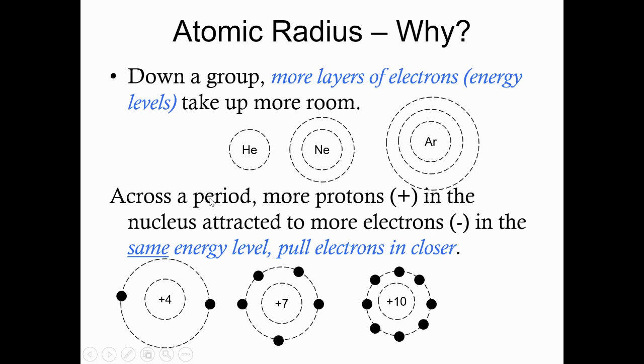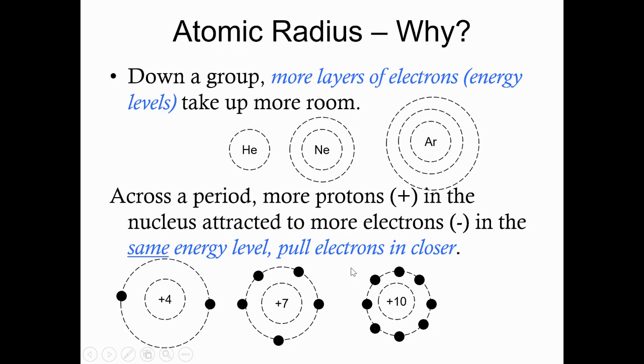Across a period, the explanation is not quite as obvious. As you go across a row of elements, you are adding more protons into the middle in the nucleus and more electrons into the same layer of electrons. So here we're adding protons in the middle and we're adding electrons to the same layer. We have 2 in the outer layer, 5 in the outer layer, 8 in the outer layer.